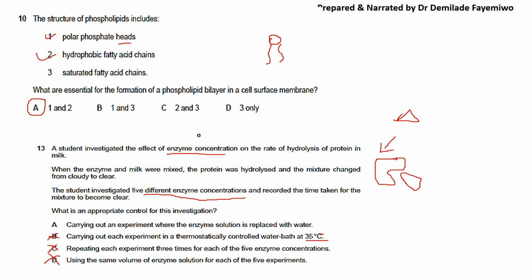So in order for you to investigate different enzyme concentrations, you have to have a solution that is 0 concentration of enzyme. And then you can maybe say, I'm testing 5 milligrams per liter of enzyme and then 10 milligrams per liter of enzyme.